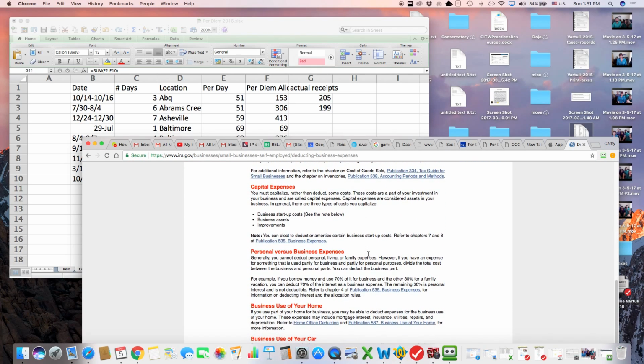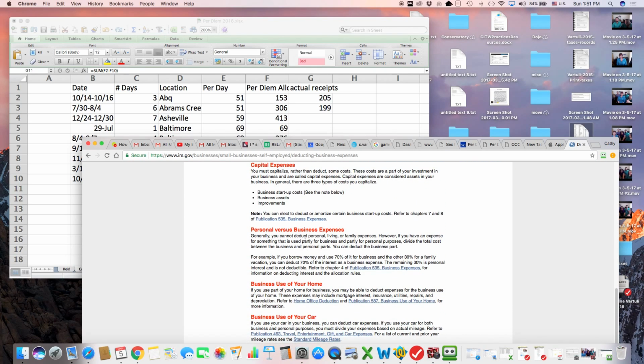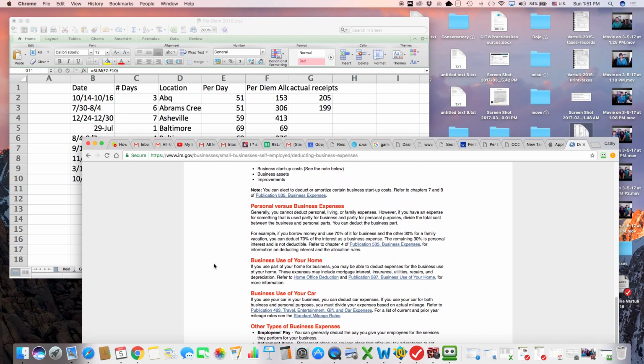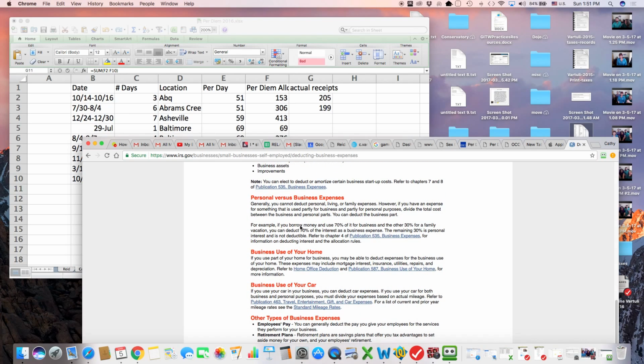Cost of goods sold. You can't deduct personal living or family expenses. If something is used partially for business and partially for personal use, divide the total cost between the business and personal parts. You can deduct the business part. If you borrowed money from your home and used 70% of it for business, 30% for family vacation, you can deduct 70% of the interest.